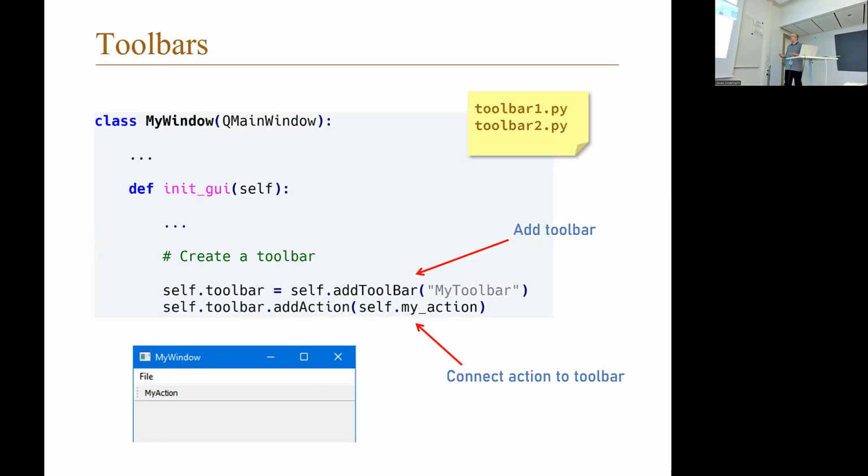And of course, we want toolbars as well. So in this case here, I create a new toolbar and do self add toolbar. So this is the method that is in the main window class. It knows how to add a toolbar. And then to the toolbar, I add an action here, same action as before. And now you can see you have a toolbar here as well.